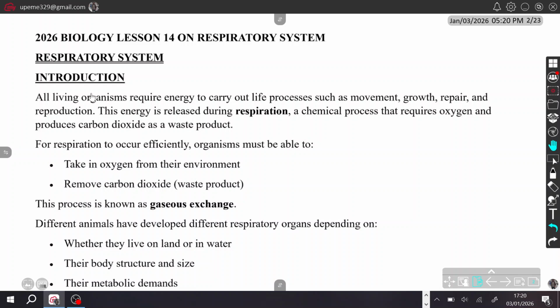Now, for respiration to happen efficiently or properly, organisms must be able to, number one, take in oxygen from their environment. Then, number two, remove carbon dioxide as a waste product after respiration has occurred. This process is known as gaseous exchange, where oxygen is taken in and carbon dioxide is given out.